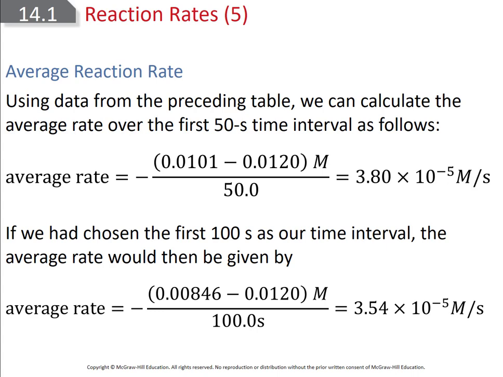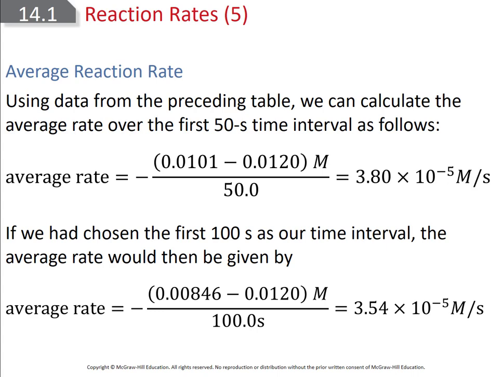So first we're going to talk about the average rate of reaction, which is an average over a specific time. As we saw last time, as time goes on for most reactions, the reaction rate will slow down because your concentration of reactants is going down. So there's fewer reactants colliding with each other and your reaction rate will slow down.